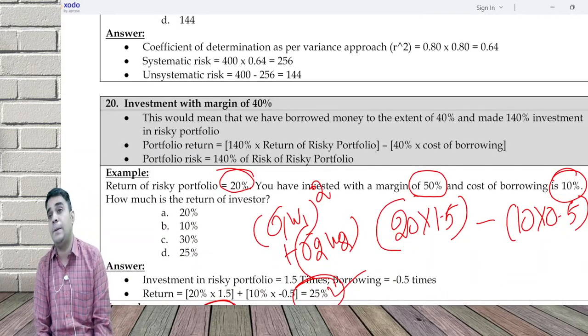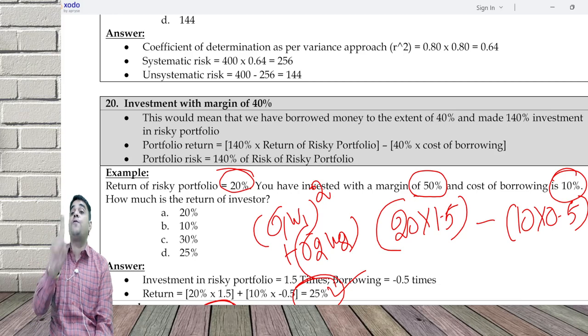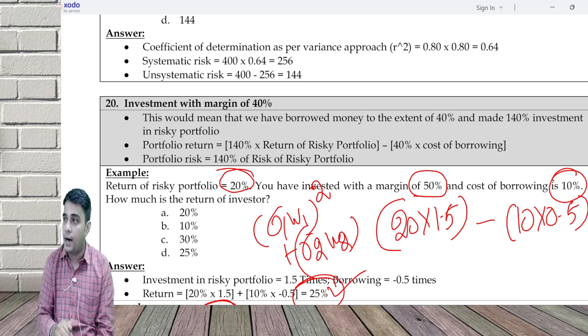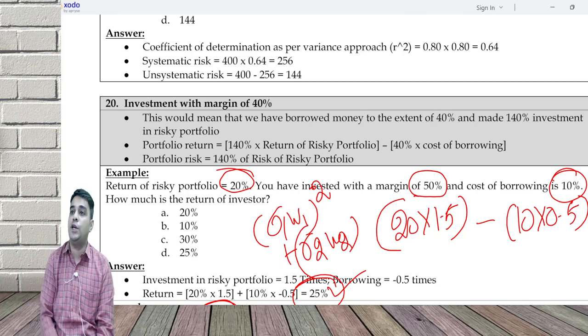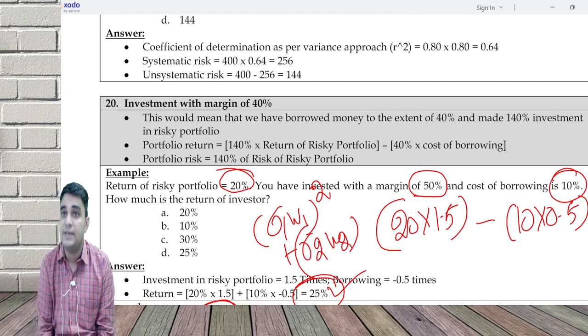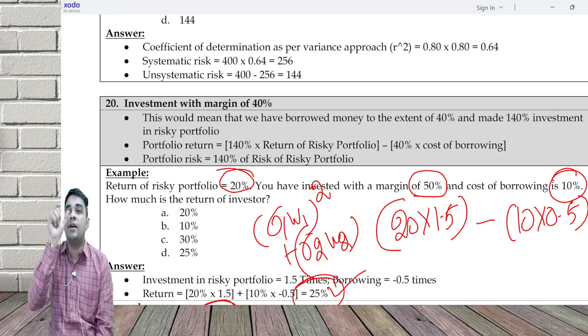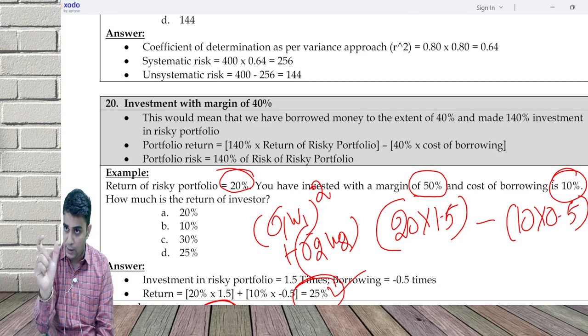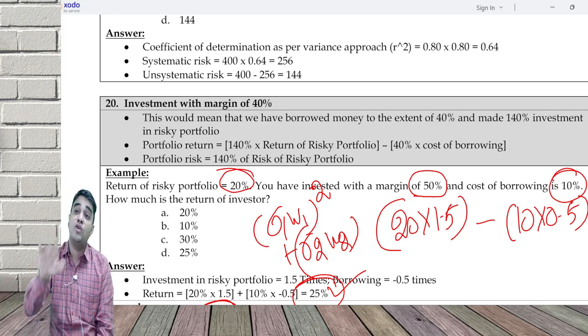Investment with margin of 40% means you have invested 140 rupees by putting your 100 rupees and borrowing 40 rupees. What is the return we are generating? Return is equal to return of risky portfolio into 140 minus cost of borrowing into 40. Risk is equal to directly into 140.